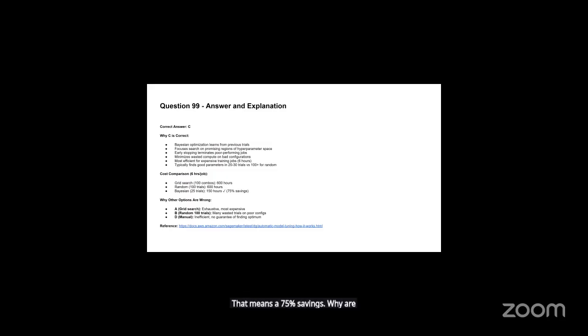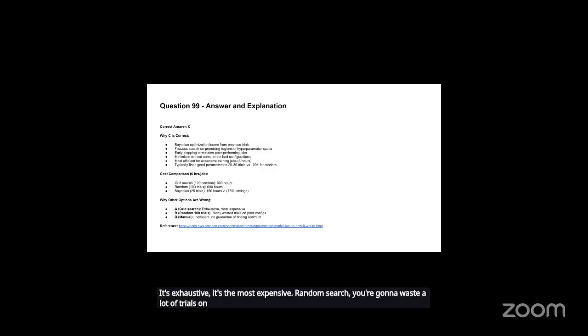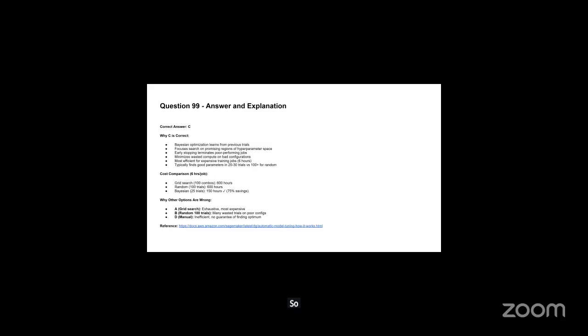Why are the other options wrong? Grid search tries everything. It's exhaustive, so it's the most expensive. With random search, you're going to waste a lot of trials on poor configurations. And manual is too inefficient. There's no way of guaranteeing finding an optimum.